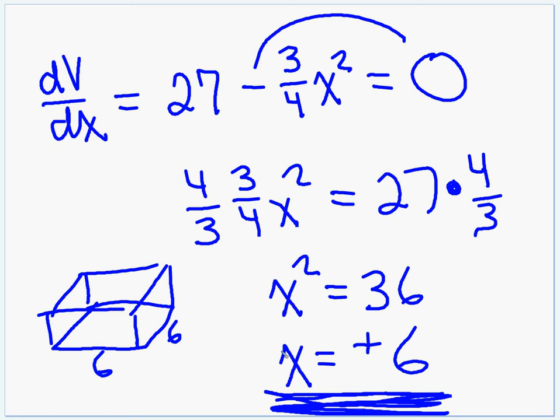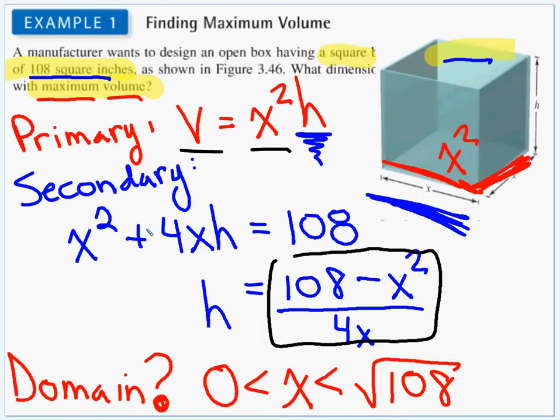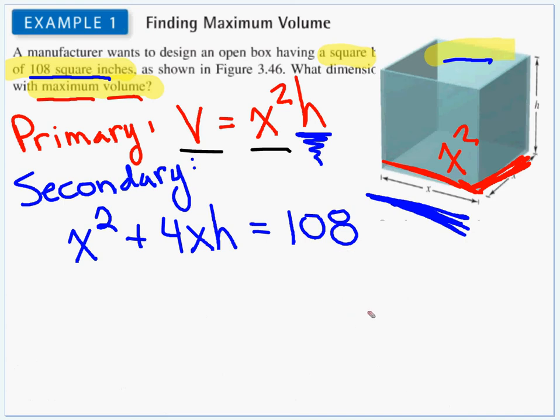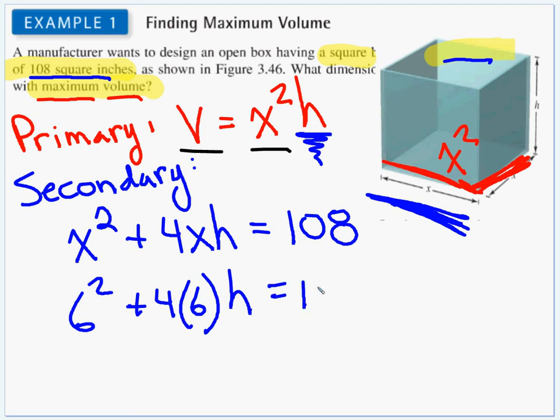So we've got x. How do we solve for h? Well, let's back up and look at that secondary equation. Let me get rid of this. Our secondary has x's and h's, and it's equal to 108. So let's plug in x is 6, so that's going to be 6 squared, plus 4 times 6 times h equals 108.